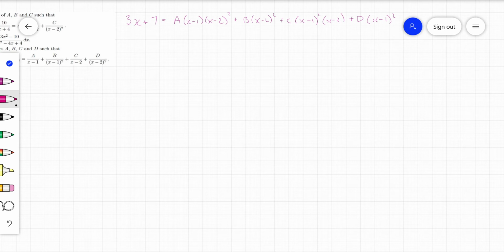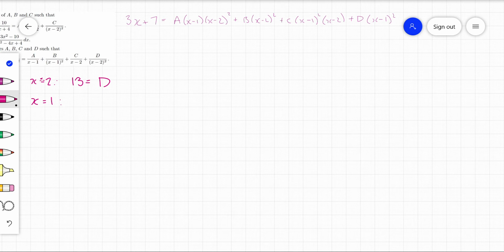So for example, let's try where x equals 2. As best as we can, where x equals 2 on the left hand side, we've got 6 plus 7, so we've got 13. x equals 2 gets rid of our a, gets rid of our b, gets rid of our c, and all we've got left is the d, so 2 minus 1 all squared times d. So d is 13.